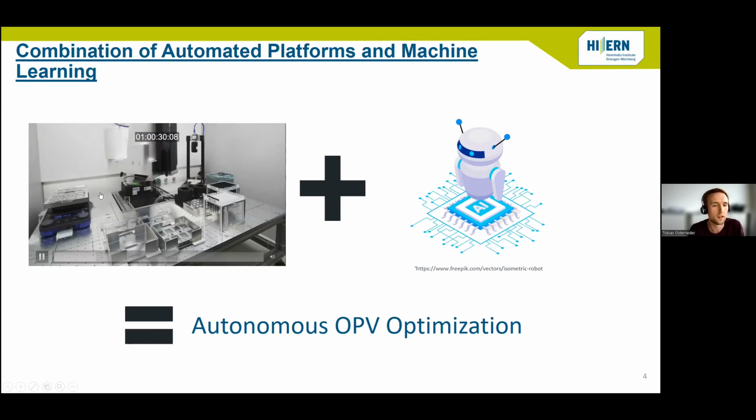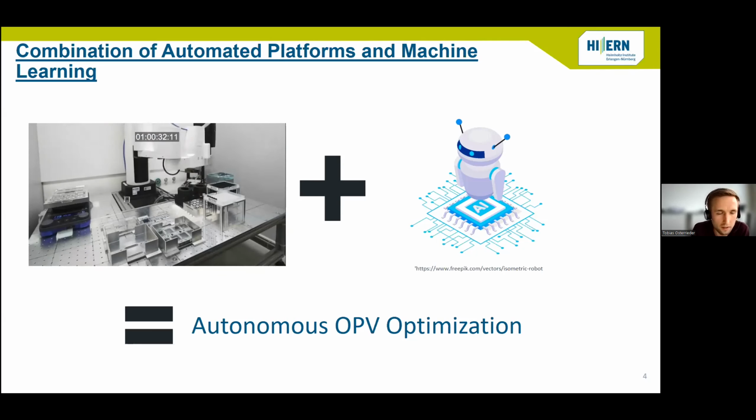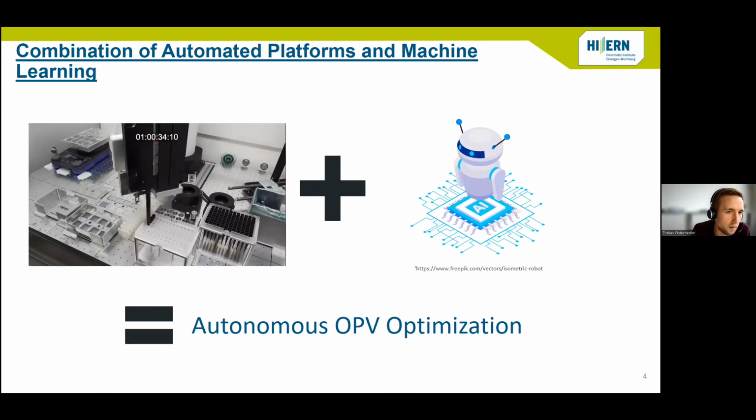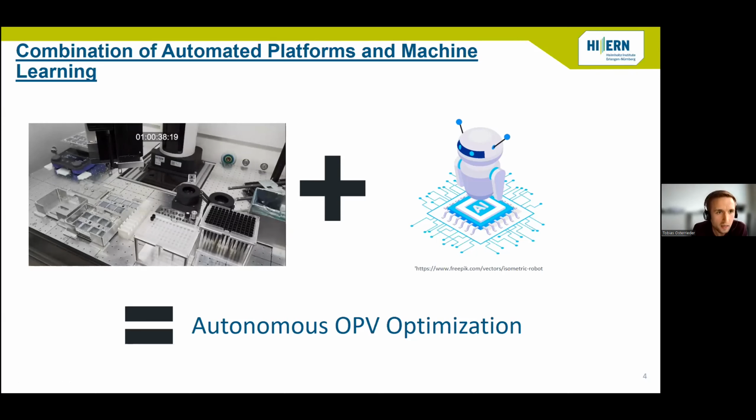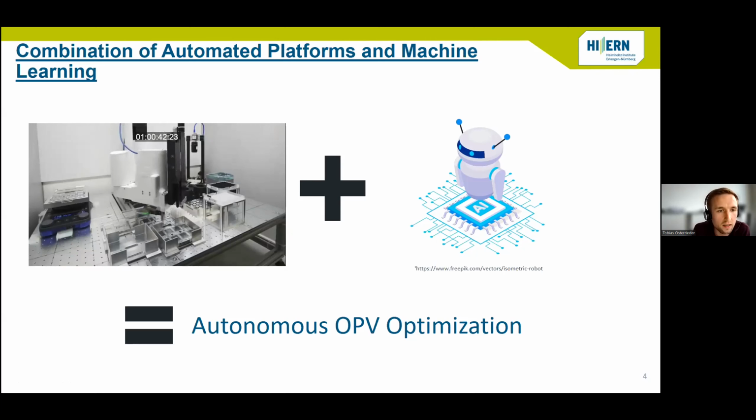Then we can use the stack and transport it to a different station, for example, to an evaporator or to some kind of measurement equipment. So these robots help us to create a lot of cells, and also we don't need to stay in the lab all the time, but we can focus our work on different things.